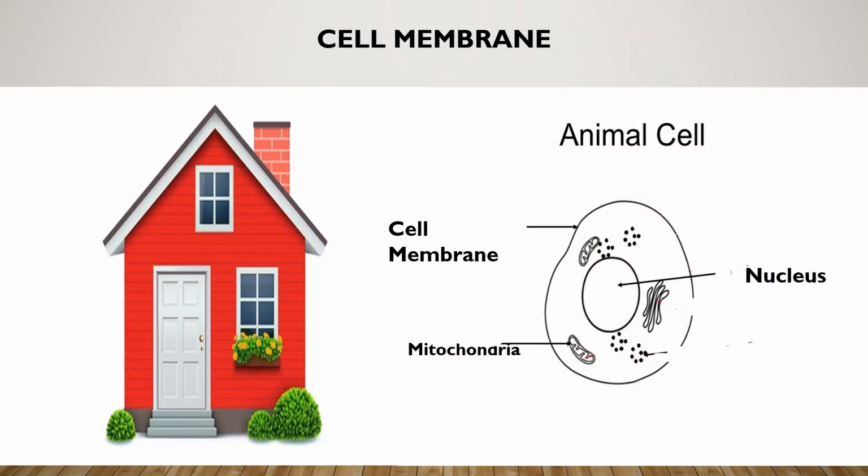So here is the structure of cell membrane as you can see, and this is an animal cell. And you can see nucleus as well. Nucleus is always present in the center in animals, okay?